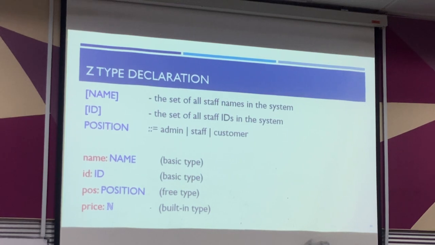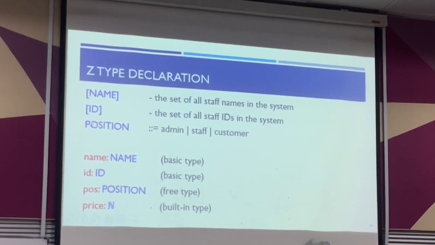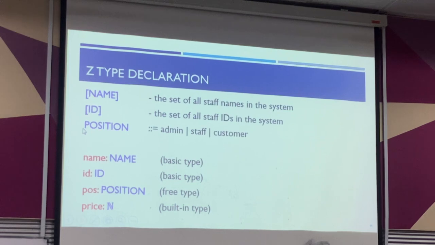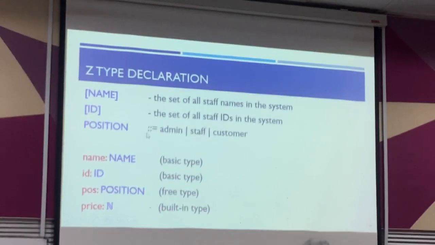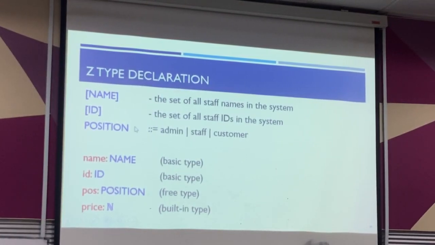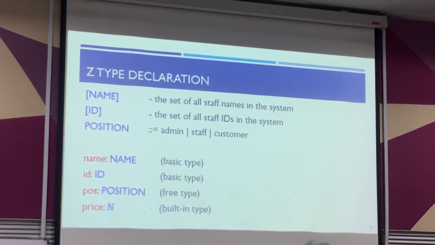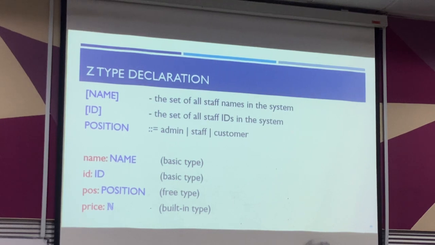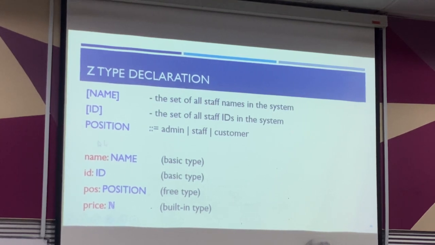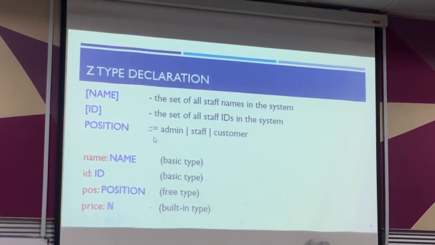Okay, so now I have a position here of a free type. Free type, so colon equal. Remember, position here is a free type. Don't put square brackets because this is not a basic type. Square brackets are only for the basic type. So this one is without square brackets, but I have colon equal.